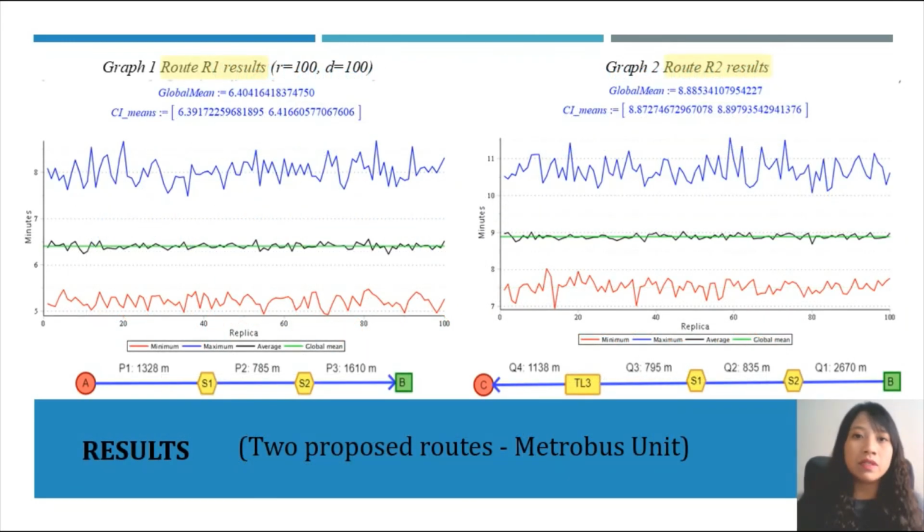In this slide, we present the results for both proposed routes. We use r equal to 100 and d equal to 10^2. On the left, we have the result for the first route, from point A to point B. The total mean is around 6.4 minutes. For the second route, the global mean is around 8.88 minutes. These results are compared to current travel time by buses, minibuses, and vans in the next slide.